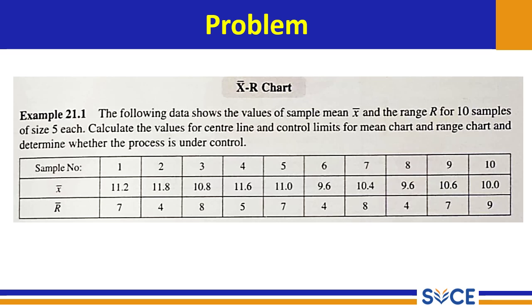I'm going to explain that problem step by step using an X bar R chart. Okay. We all know the X bar R chart comes under the variable control charts. So the question is given here. They have given the range for 10 samples, and the sample mean is given. X bar and R chart is given for a sample size of 5 each. Calculate the values for the central line and control limits for the mean chart and range chart. Determine whether the process is under control. So that is the thing we are going to find, whether the process is under control, and next we are going to find the control limits for the mean chart and range chart.